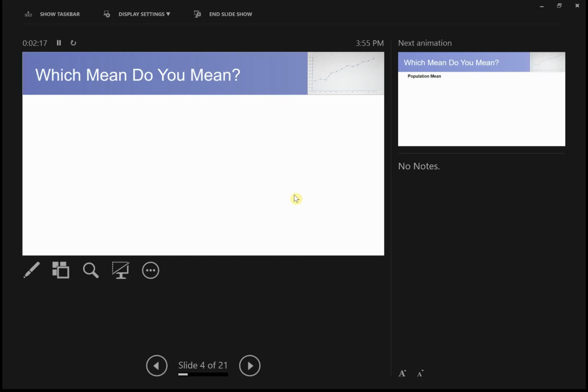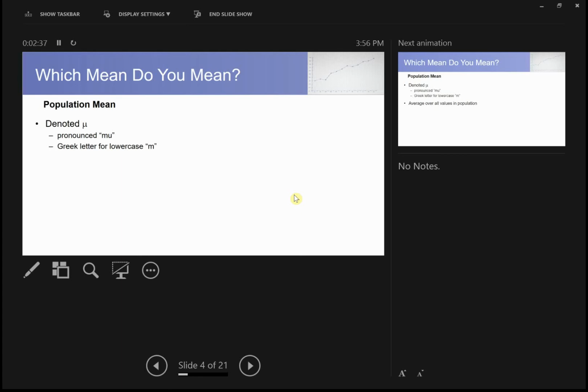Okay. And we have a special notation for this. We use the letter mu. So let me run you through this. This is the notation, okay? It's not u, it's actually the Greek letter for m, so it's pronounced mu.